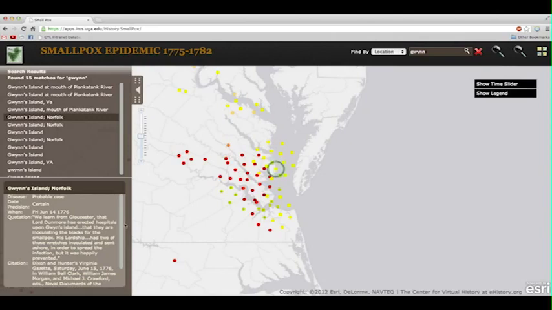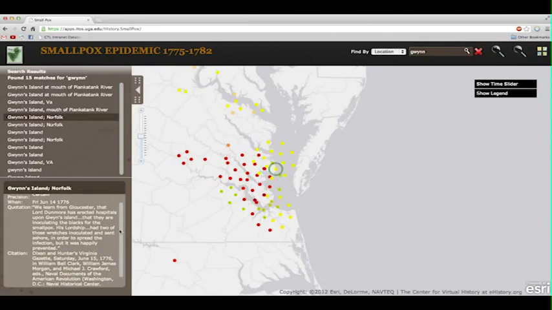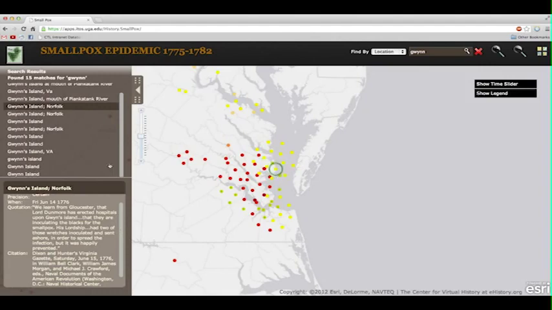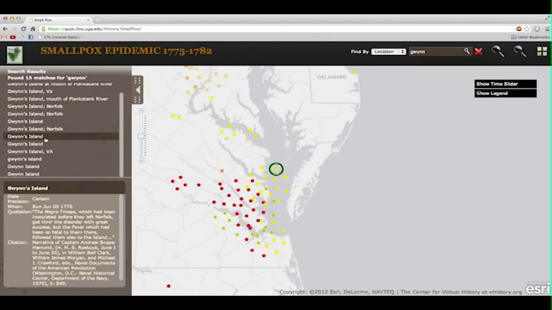Another record, this is from June of 76. We learn from Gloucester that Lord Dunmore has erected hospitals upon Gwynn's Island, that they are inoculating the blacks for the smallpox. His lordship had 2 of those wretches inoculated and sent ashore in order to spread the infection. Another example of germ warfare. But it was happily prevented. Well, they are dying by the day, and very soon after arriving at the island, they decide to evacuate. So here's an account of that.